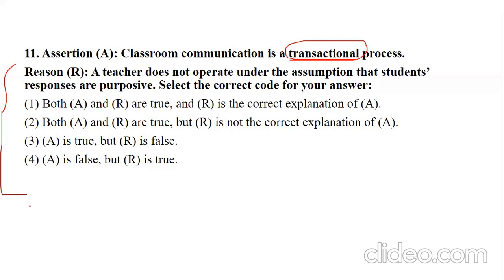Okay, let's see the reason also. A teacher does not operate under the assumption that students' responses are purposive. Okay, definitely, I mean to say, the teacher does not operate under the assumption. Teachers do not think that it must be purposive, that is why they teach, definitely not. So if you see, the reason is false.